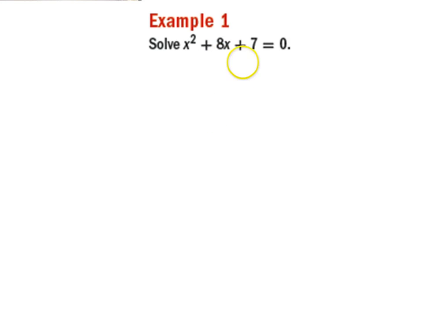We can't use train tracks. We can't get x alone. We don't know how to isolate x and get x by itself because we have an x squared and an x. And if you don't believe me, go ahead and try it. It's not going to work. So we're going to use the quadratic formula.